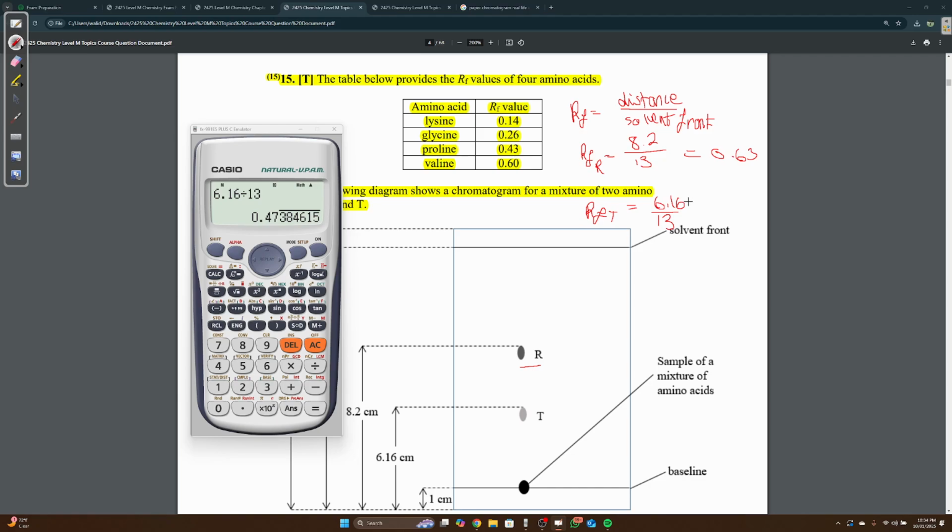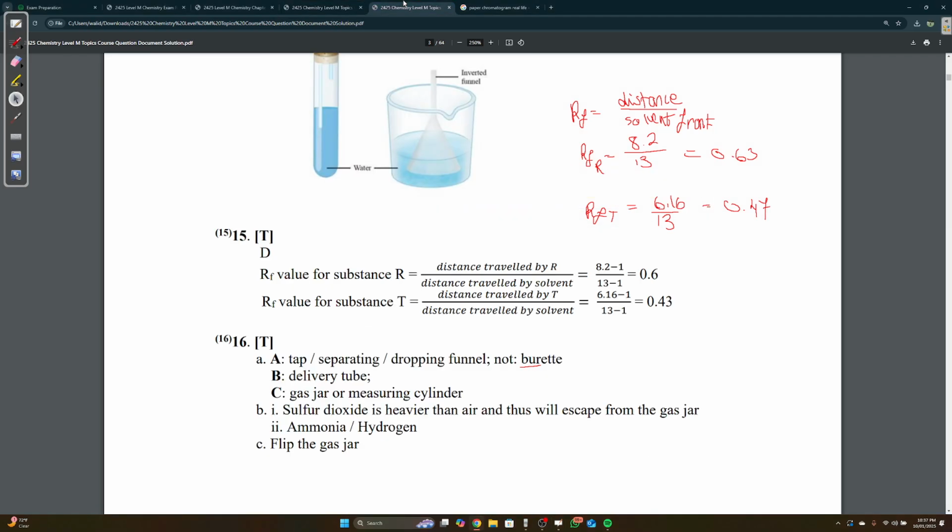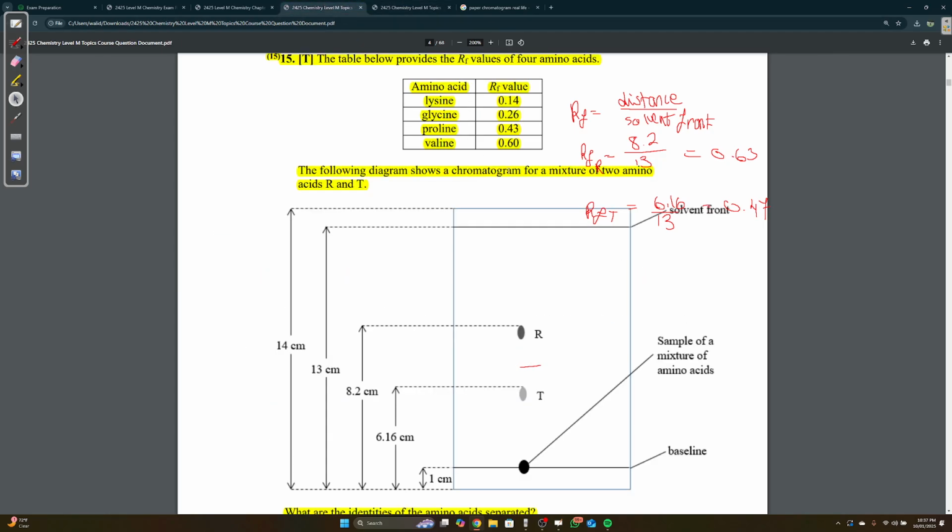We can just say 0.47. Okay, so I'm checking the answer here, and they got 0.6, 0.43. I'm seeing they did -1 up and down. I'm like, why? It took me a few seconds to see this 1 centimeter they gave here from the baseline. I didn't read the baseline. Of course, that's something you should pay attention to when solving.